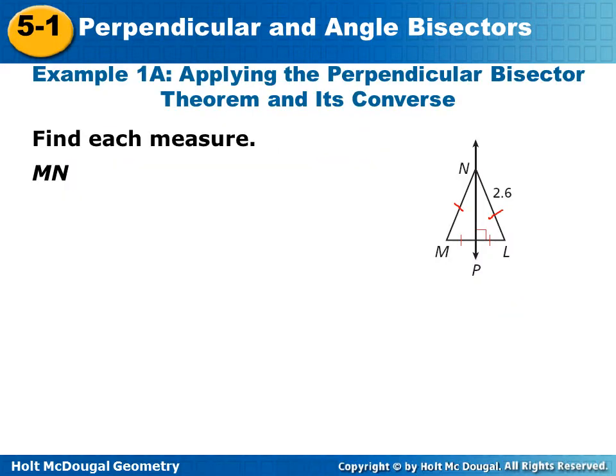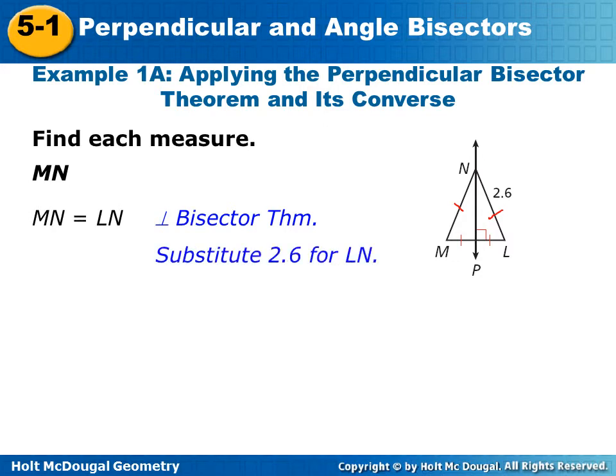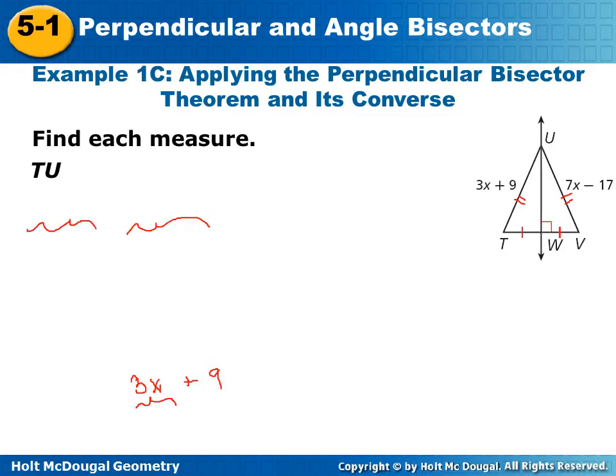Here we want to find the measure of MN. The perpendicular bisector theorem says that MN is congruent, or is equal, to LN. We want to substitute 2.6 for LN, so we see that MN is also equal to 2.6.